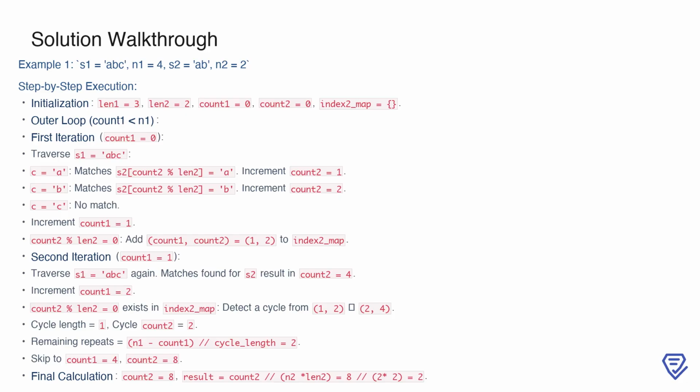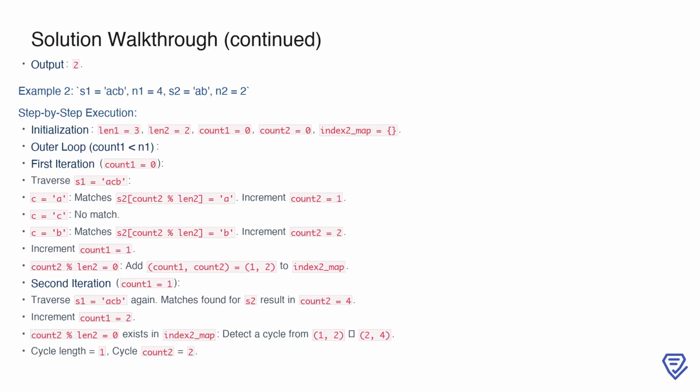to 4. At this point, we detect a cycle in index2_map because the state, count1, count2, repeats. By analyzing the cycle, we determine that its length is one outer loop iteration, and the cycle contributes 2 full repetitions of S2. Using this information, we skip ahead to complete the remaining iterations efficiently, updating count1 to 4 and count2 to 8. Finally, we calculate the result as the number of full repetitions of S2 that fit into count2, which is 8 divided by 2 times 2, giving us 2. The output for example 1 is 2.